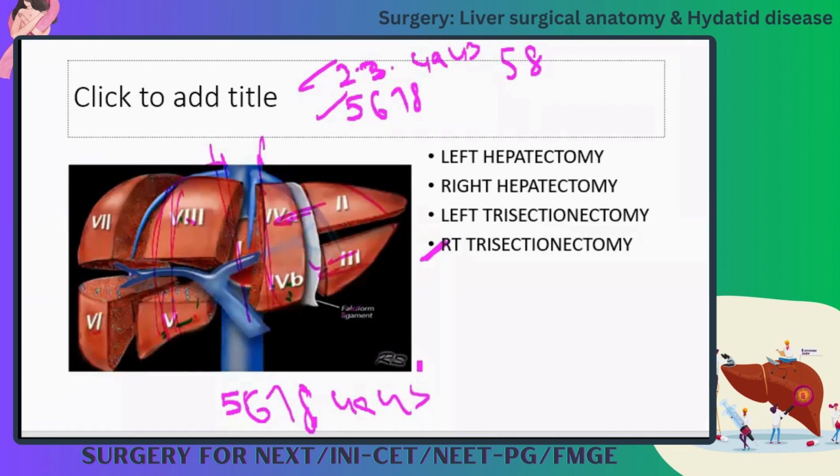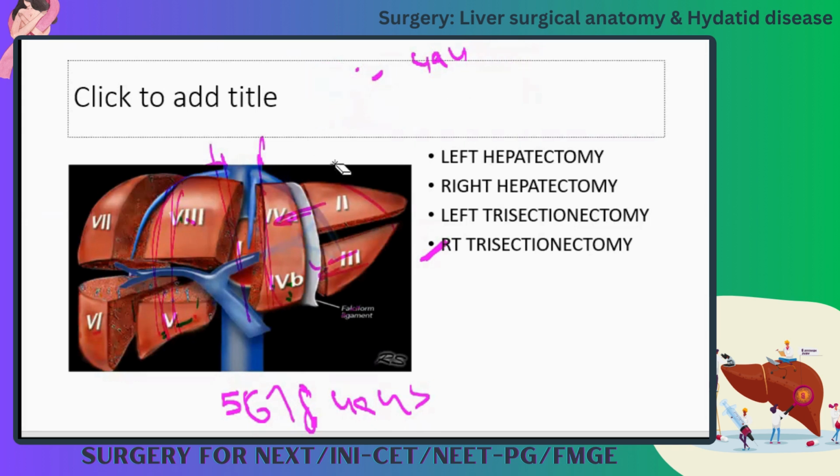Just based on the single point of 1, 2, 3, 4 and 5, 6, 7, 8, we have discussed hepatectomy, sectionectomy, trisectionectomies, and radical cholecystectomy, what lobes to be removed. So this is the importance of these Couinaud segments. Once again, after this class also, recollect this image so that in the exam you don't get confused.